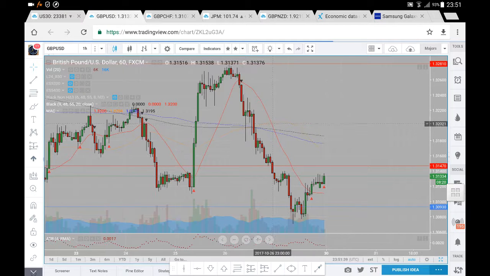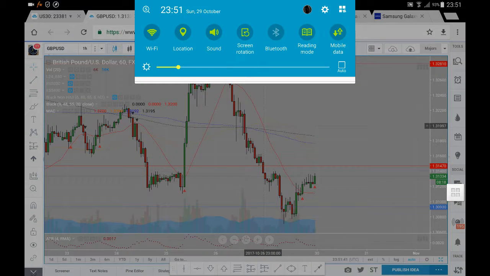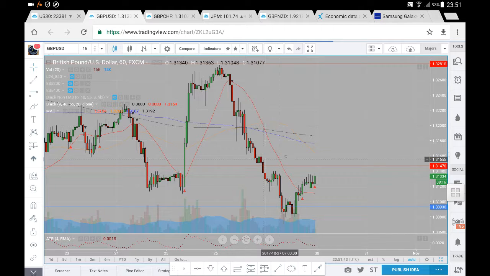So this is the pound dollar analysis for Monday the 30th of October. Now let's have a look at what happened with prices on Friday the 27th before we have a look at the higher time frames to see where we're going to go. Now we did see the breakdown of prices beyond 31.47.